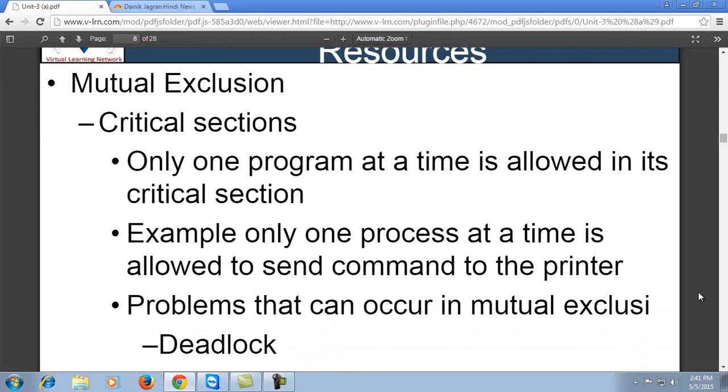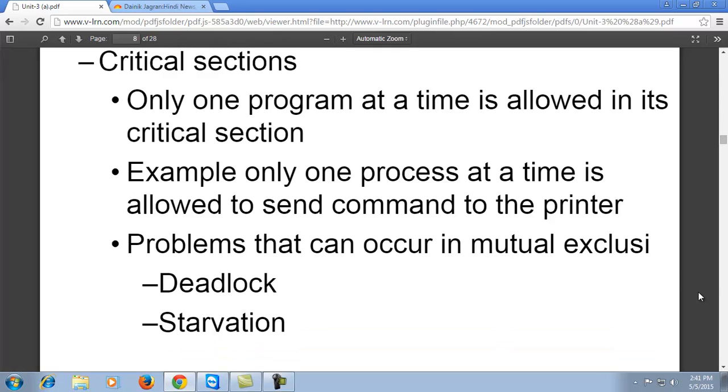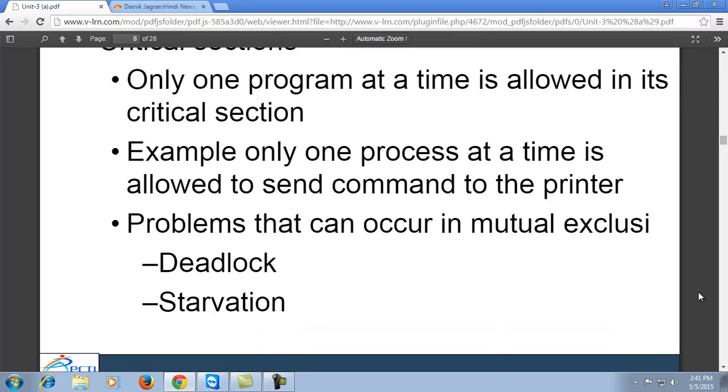The next one is the problems that can occur in mutual exclusion, that is deadlock and starvation. Deadlock is the problem when a number of processes are waiting for a number of resources which are held by another process. A single resource is held by a single process, which is requesting another resource without releasing the existing resource. And starvation is a kind of problem in which a process requests more and more resources, holds every resource and does not release them.